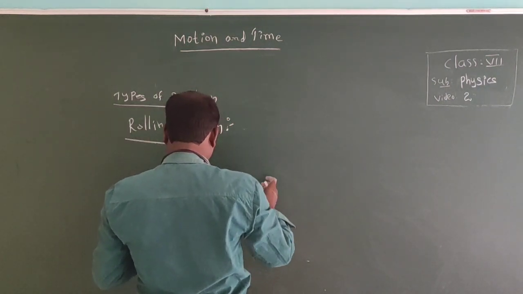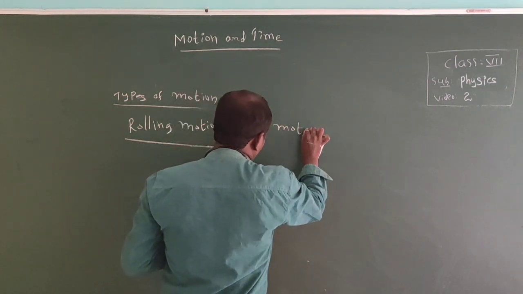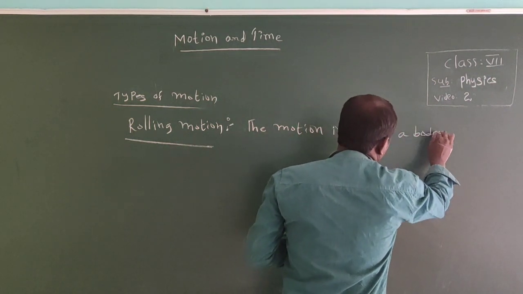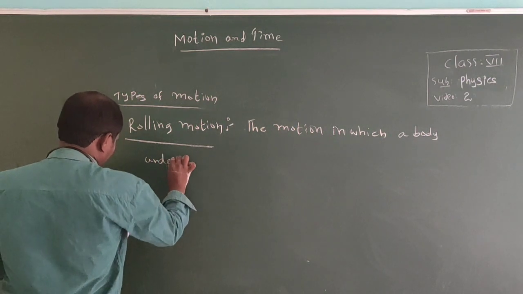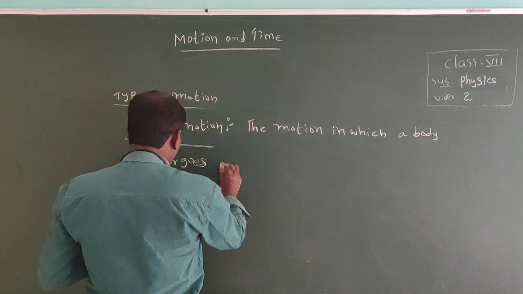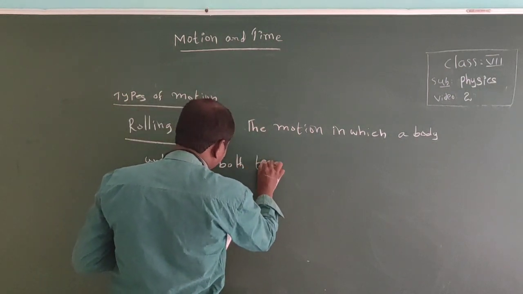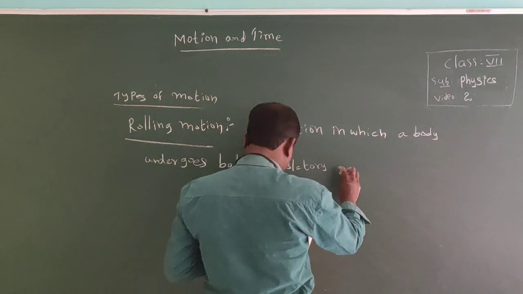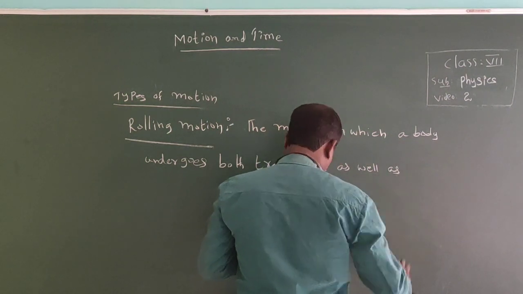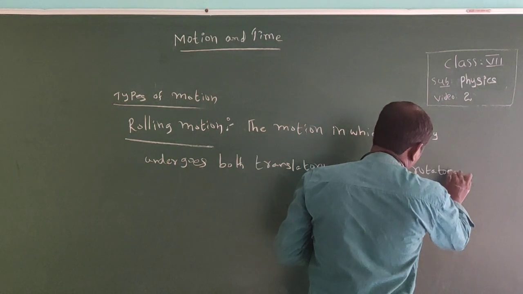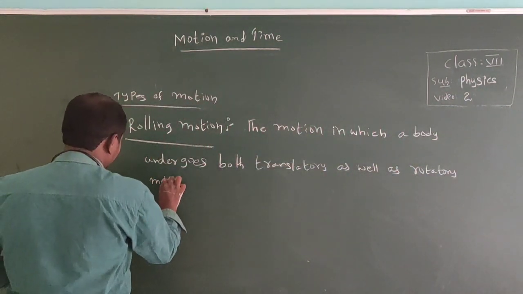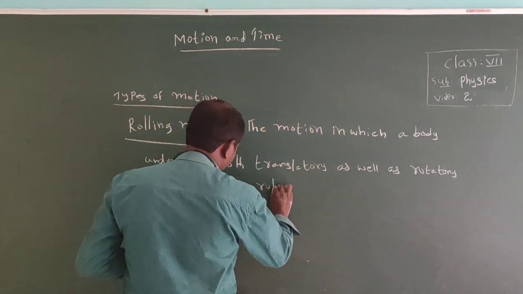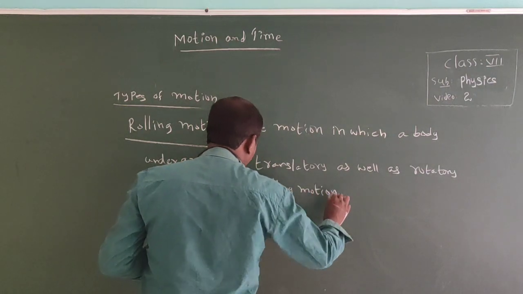The motion in which a body undergoes both translatory motion as well as rotatory motion is called a rolling motion.